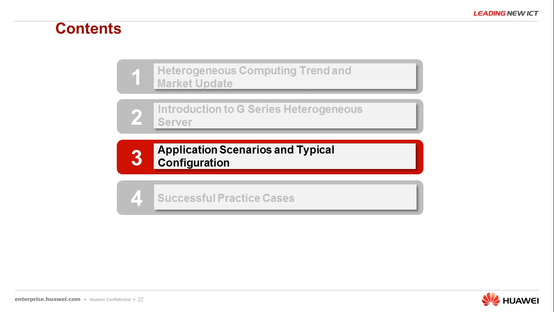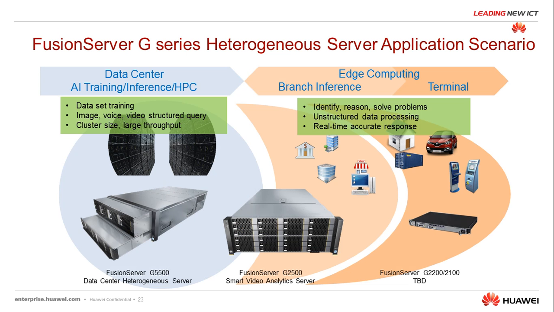Next, let's take a look at the application scenarios and typical configurations for heterogeneous servers. Fusion Server G5500 is mainly used on the data center side to support AI training, inference, and HPC applications. It is applicable to model training for massive datasets, structured data and query of images, speech, and videos, and large-scale clusters.